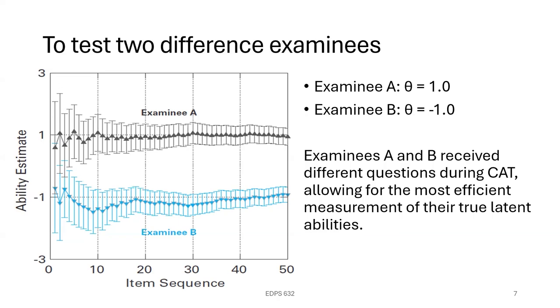By looking at examinee B, you can see the same thing. And again, the horizontal axis is the sequence of item number: first item, second item, third item, 50th item. And the vertical axis will be the ability estimate. And we assume the distribution is normal 0, 1.